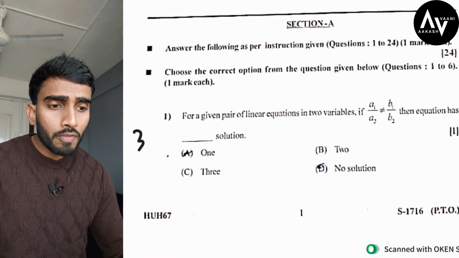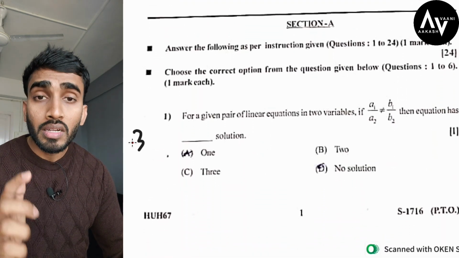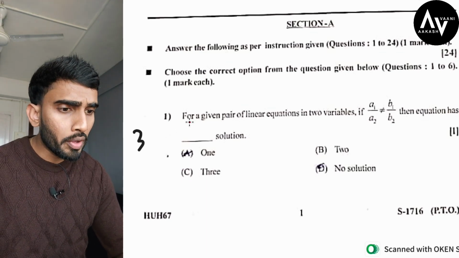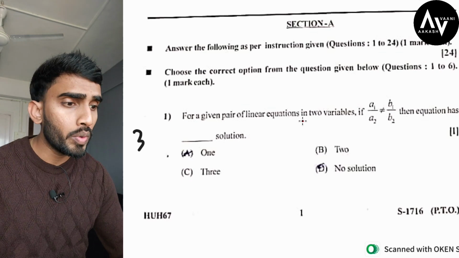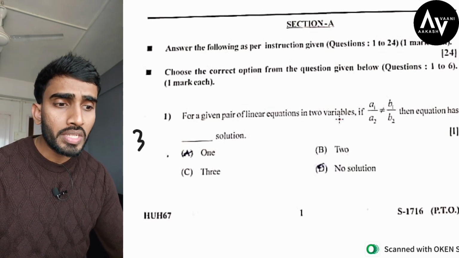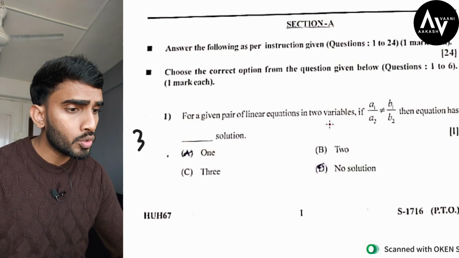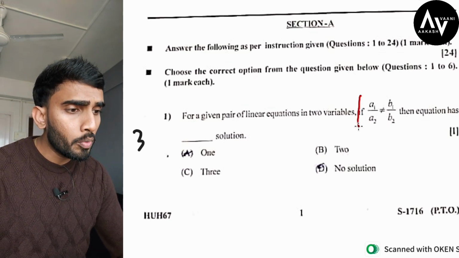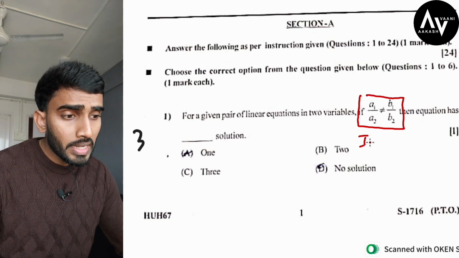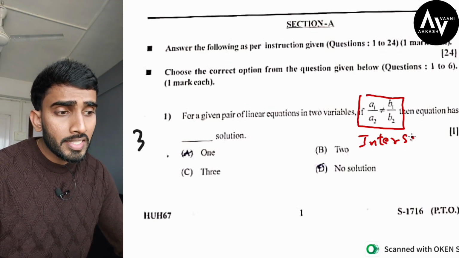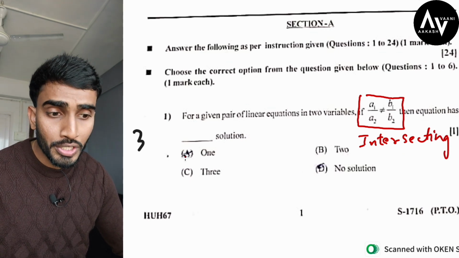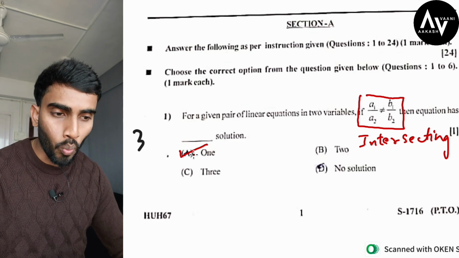On the left side of the questions, I have written the chapter number from which the question belongs. So the first question is: for a given pair of linear equations in two variables, if a1 upon a2 is not equal to b1 upon b2, then the equation has dash solution. When this condition is there, that means the lines are intersecting. And when the lines are intersecting, there is only one solution, which is unique. So our answer is 1.